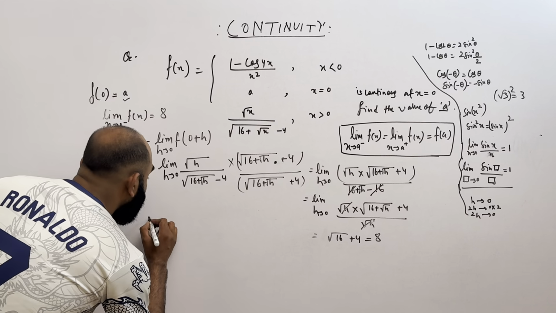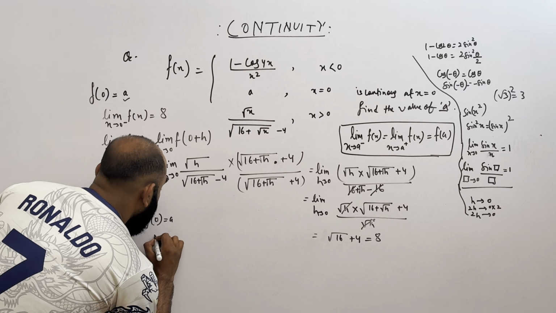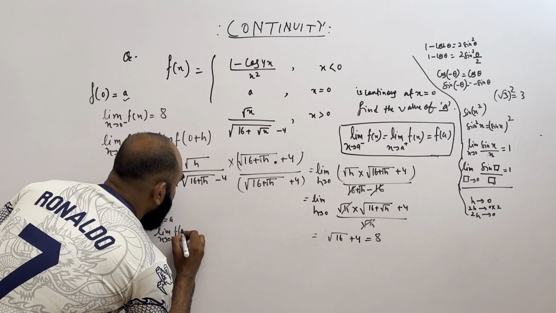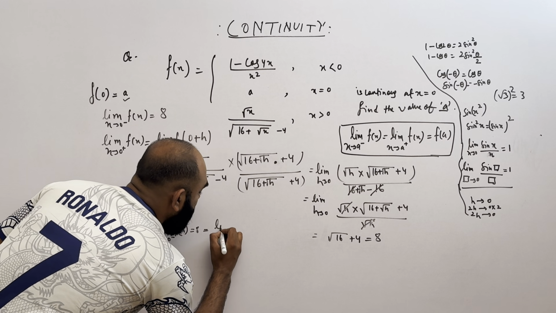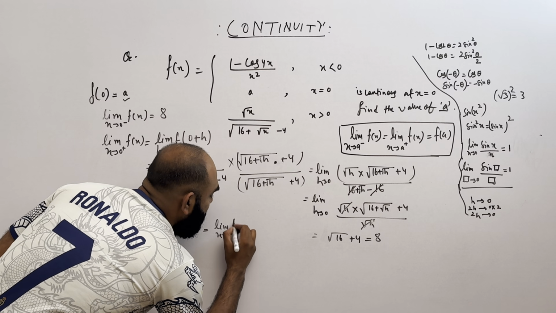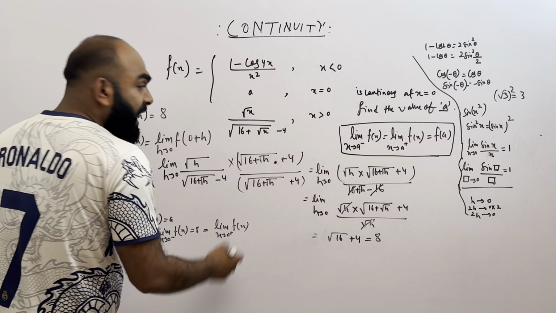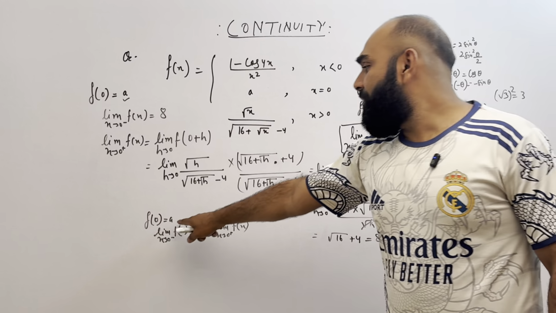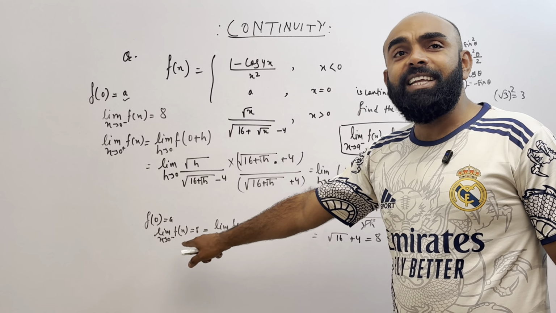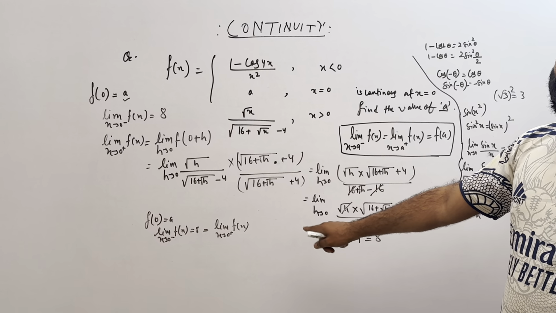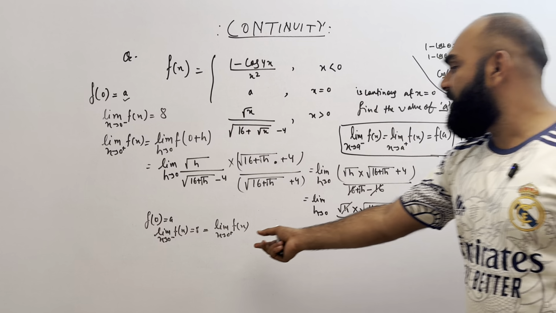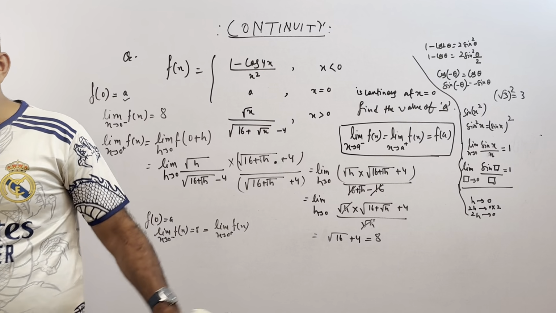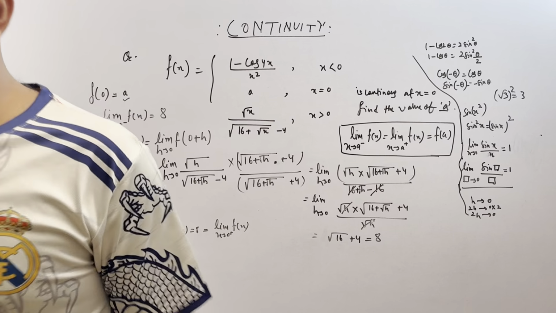Means, sir, f of 0 value is a. Limit x tends to 0 minus f of x is 8, and also equal to limit x tends to 0 plus f of x. So a value will be 8 only, because the condition has to be satisfied. F of a, that is f of 0, has to be equal to limit x tends to 0 plus and limit x tends to 0 minus f of x, and that value is how much? These two values are coming 8, then f of 0 must be equal to 8, therefore a value is equal to 8 only. Write it down.